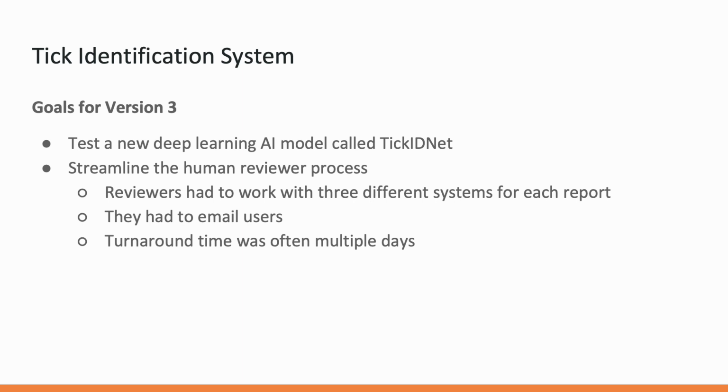To give you an idea of what it was like, for each report, reviewers had to find that report in one system, then find the tick picture in another system, and finally save the review in yet another system. And then after all of that, they still had to email the user. So you can imagine that the turnaround time could take multiple days, especially during peak times when people were outdoors, like during summer.